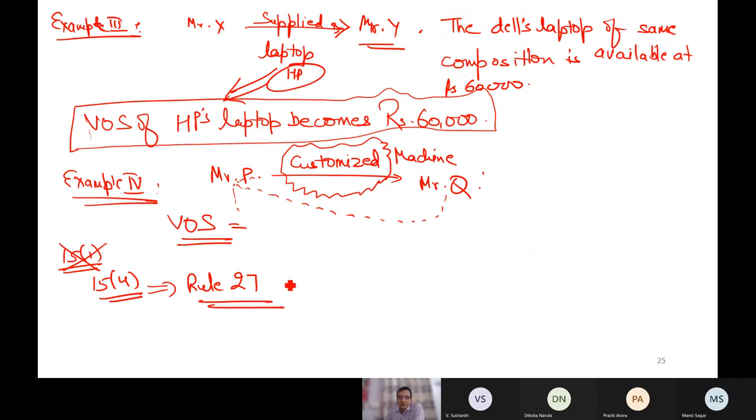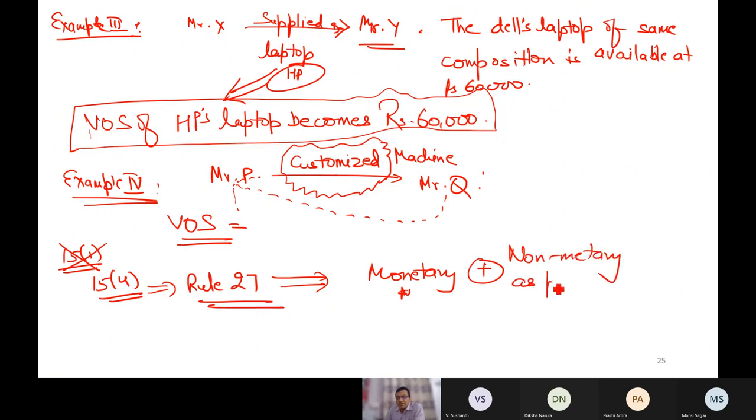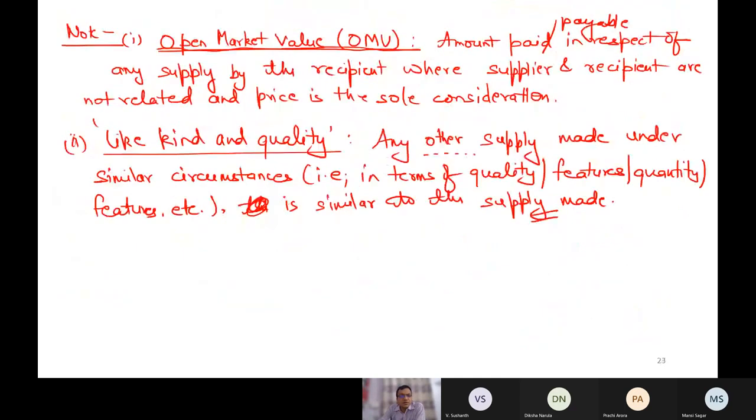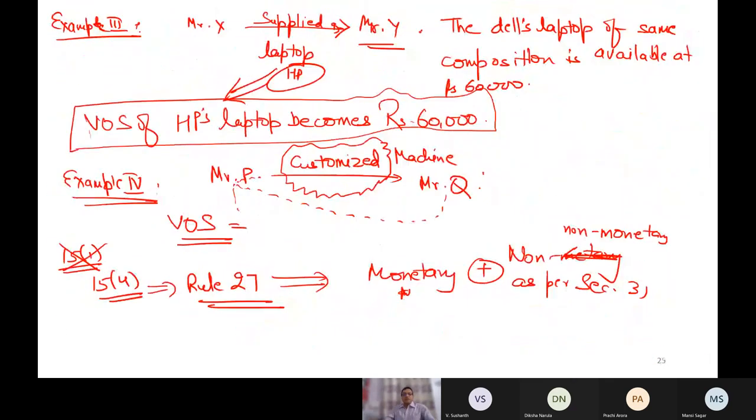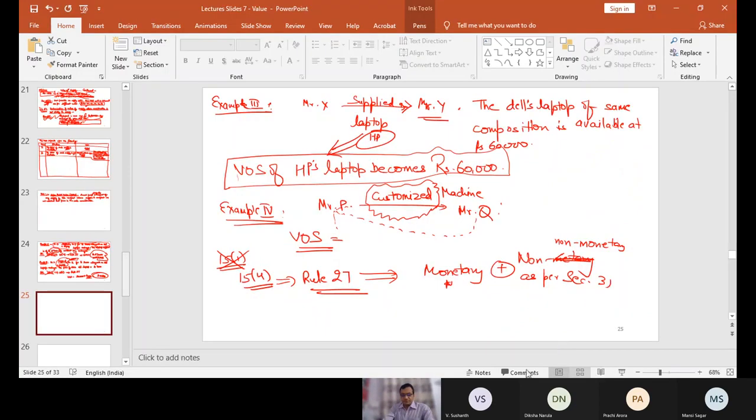If value cannot be determined as per case 1, 2 and 3 above, then whatever is monetary, if you have, take it, otherwise you can write it as 0 plus non-monetary, as per section 31. This is my rule 27. Raise your hand if rule 27 is clear. Any problem, without any hesitation, please ask, otherwise raise your hand.